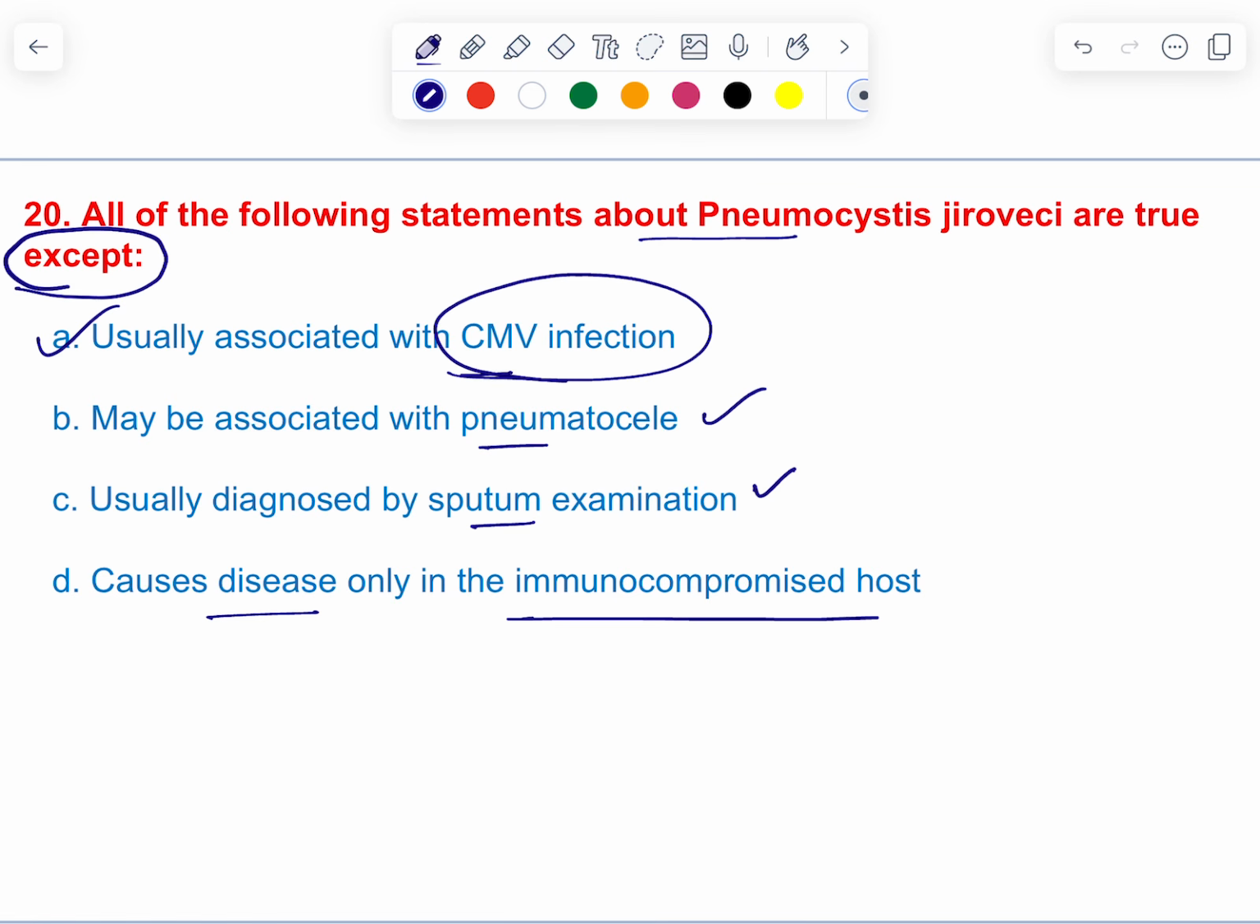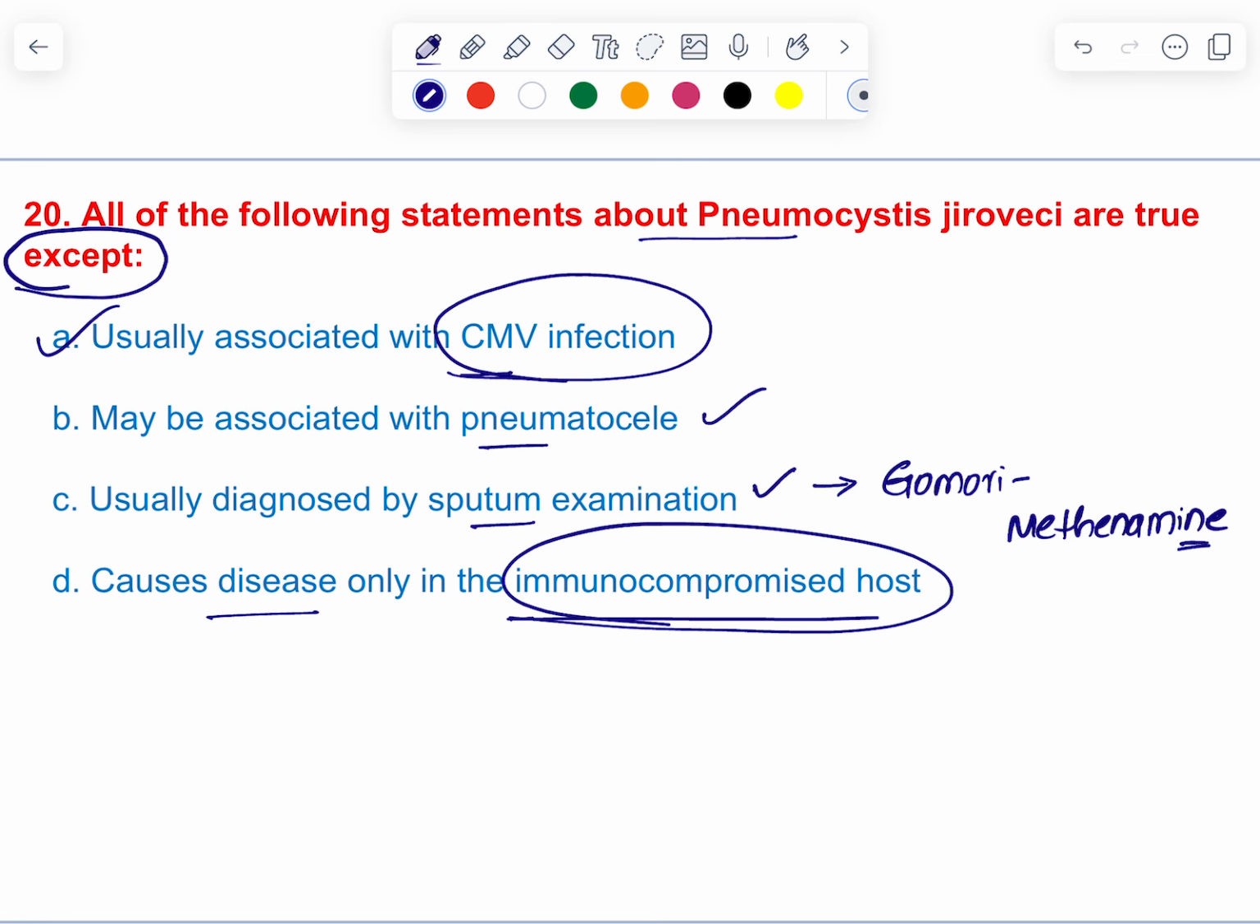Diagnosed by sputum examination? Yes. And the stain that we use here is Gomori methenamine silver stain. It causes disease only in the immunocompromised host, for example HIV, so that is the correct statement. So of the statements about Pneumocystis jirovecii, the one that is usually associated with CMV infection is the incorrect statement, right?